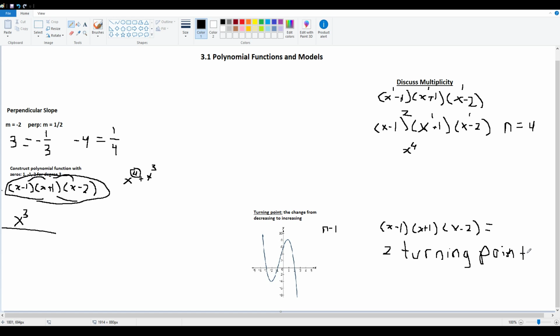It might actually look something like this graph right here. This is just a sample graph, just to show that one turning point is here and the other turning point is here. So that means this function has the degree of 3 and 2 turning points.